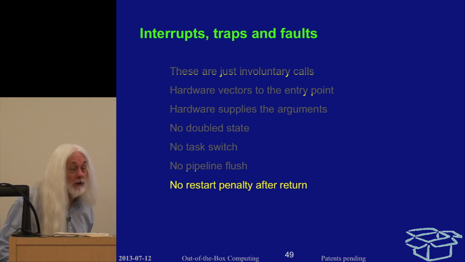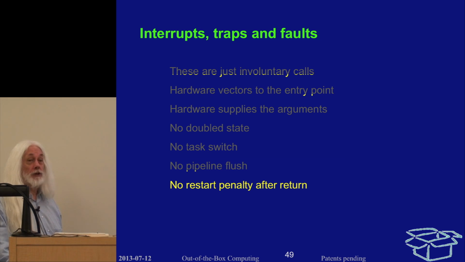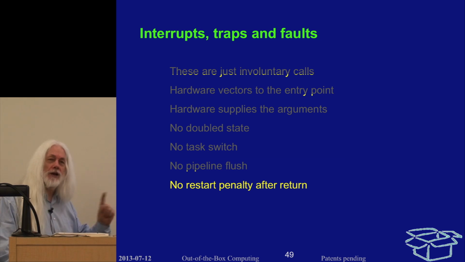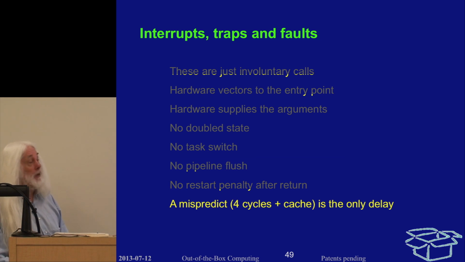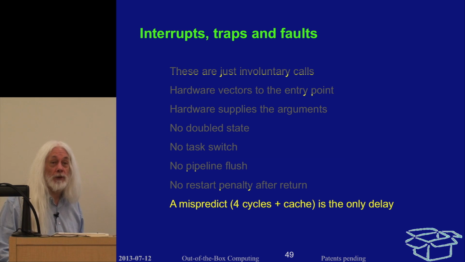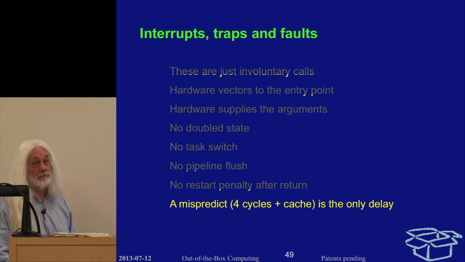The only penalty you're going to pay on an interrupt is because the decoder wasn't expecting the interrupt. And it has busily been decoding code around your application, and suddenly it got an interrupt, so it had to mispredict. And a mispredict on the Mill is 4 cycles plus the top level cache time total. And that's the only delay.